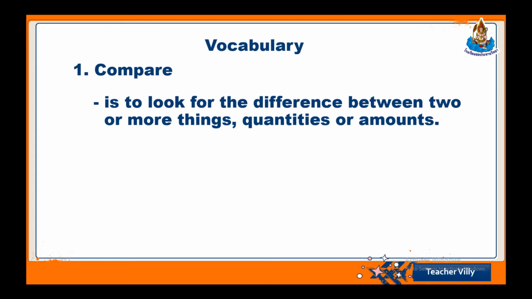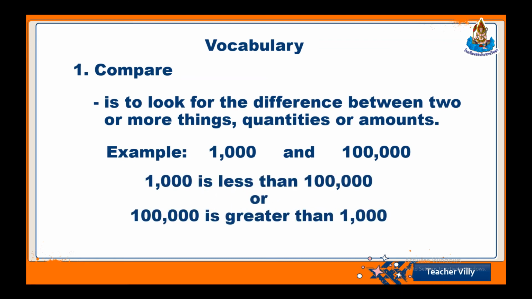So I'll give you an example. 1,000 and 100,000. We have 1,000 is less than 100,000, or 100,000 is greater than 1,000. So we compare 1,000 and 100,000. This is to compare things, quantities, or amounts. Okay, so let's move on to the next one.